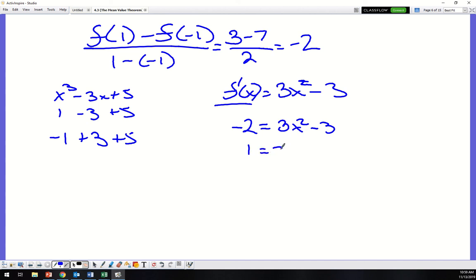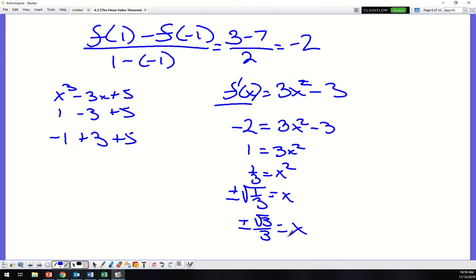1 equals 3x squared. 1/3 equals x squared. x equals plus or minus the square root of 1 over 3. So that's going to give me plus or minus root 3 over 3 equals x. Yes, I did rationalize.